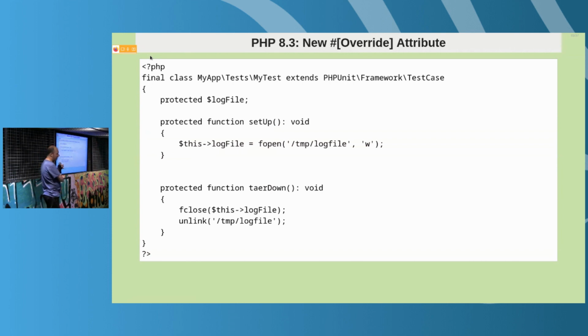So what's wrong in this slide? Say this is a PHP unit test. There's a whole bunch of things in the setup. I open a log file, and in the teardown, I close this file and then unlink the file. What have I done wrong here? Yes, exactly. I've misspelled it. Teardown, which means that this method by PHP unit would never be called, right? Because I just typoed it. So though I've overridden it, it doesn't do anything because I misspelled it.